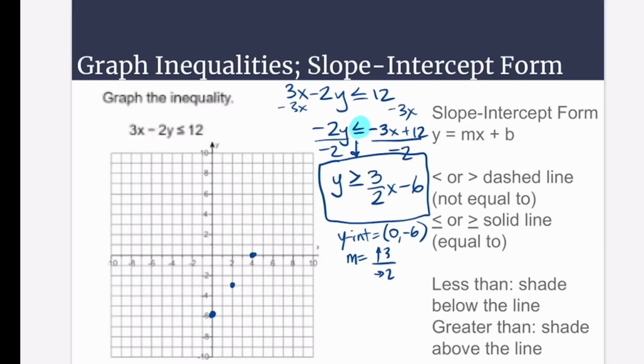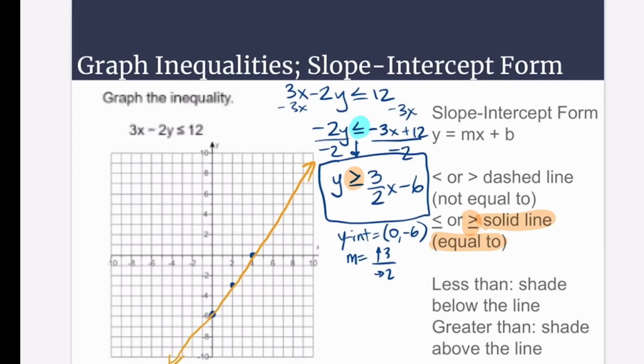And now let's identify where these pieces are. This inequality is equal to as well, so we're going to draw a solid line. Let's do that first. So we have a solid line connecting these points.